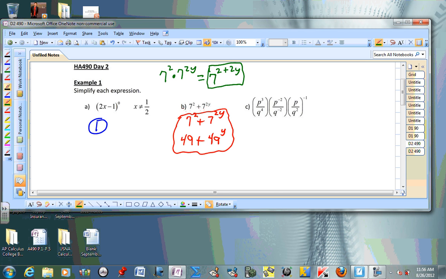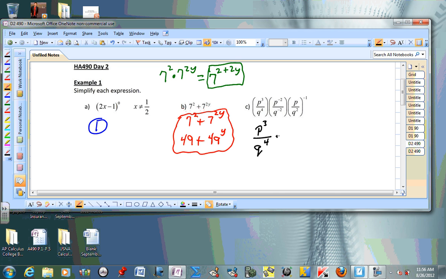Okay. Now let's move on to part C. This looks like a nasty problem to try to do in our heads mentally all at one step. So we're going to go with this problem one step at a time. Start with this first fraction, p cubed over q to the 4th power. There's nothing we can do to simplify this because they don't have the same base. The numerator and denominator have different bases.